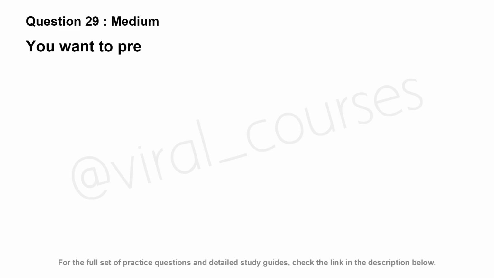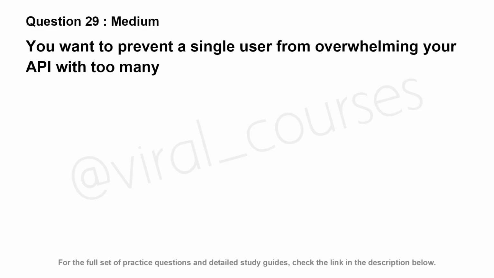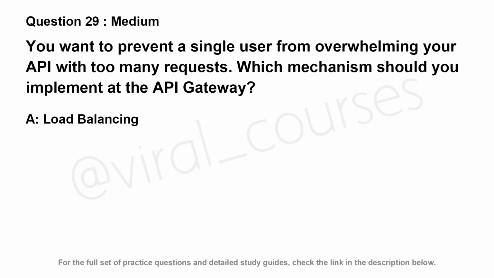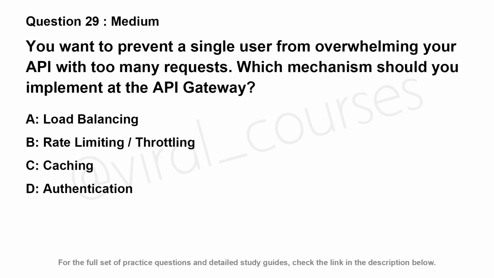You want to prevent a single user from overwhelming your API with too many requests. Which mechanism should you implement at the API gateway? Option A, load balancing. Option B, rate limiting, throttling. Option C, caching. Option D, authentication.